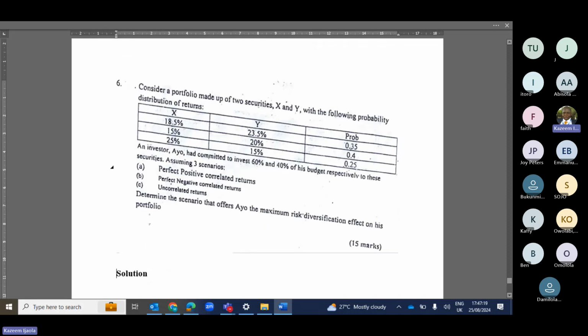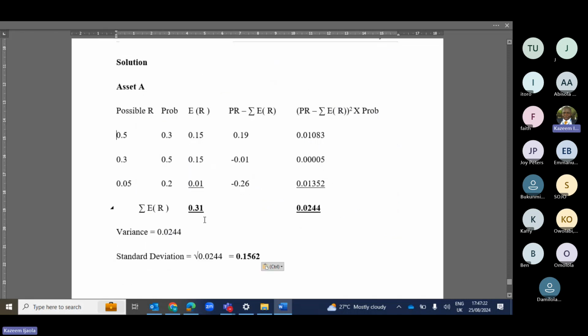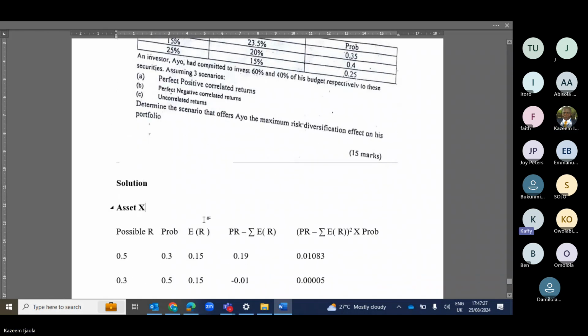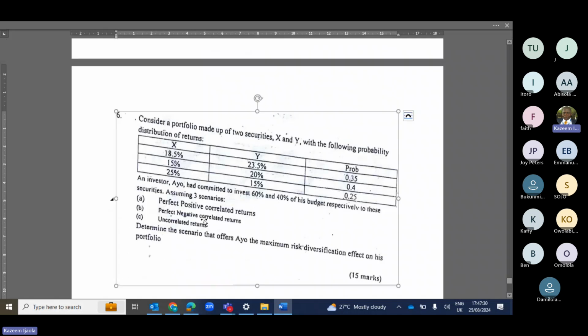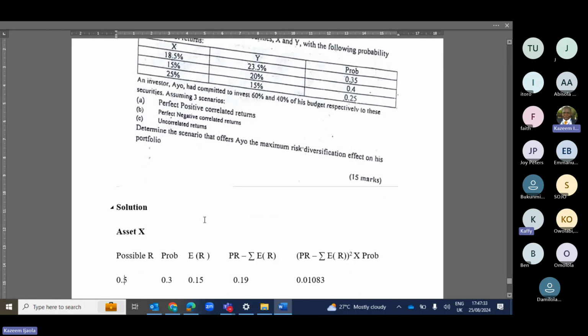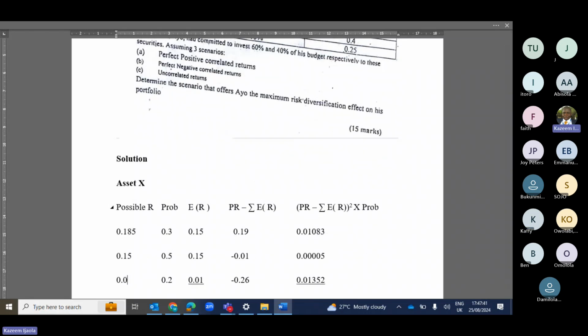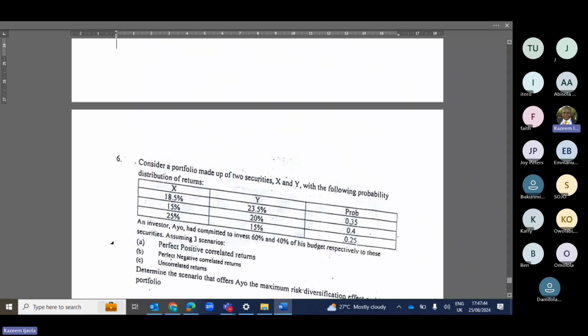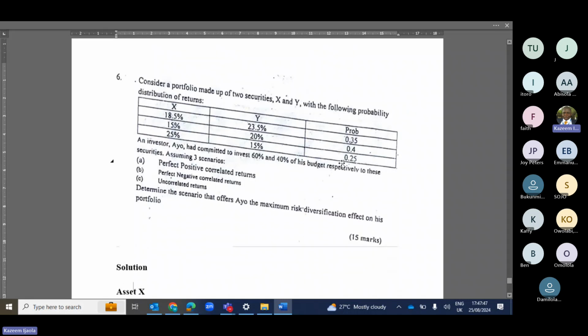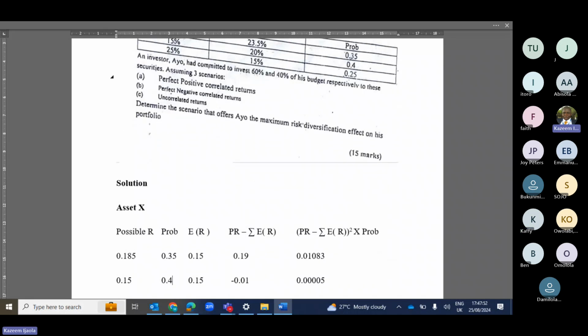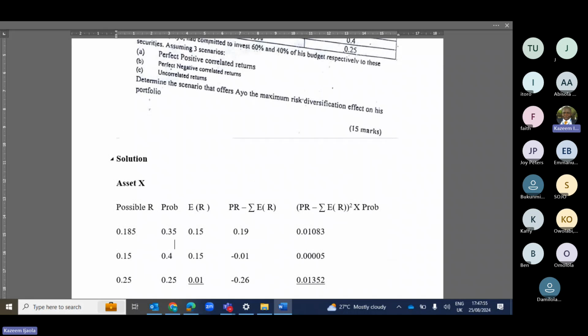Okay, now let's do it. The first thing we'll do is calculate the expected return of asset X and asset Y. For asset X, 18.5 would be 0.185, then 0.15 and 0.25. Then the probability. They gave us the same probability: 0.35, 0.4, and 0.25.